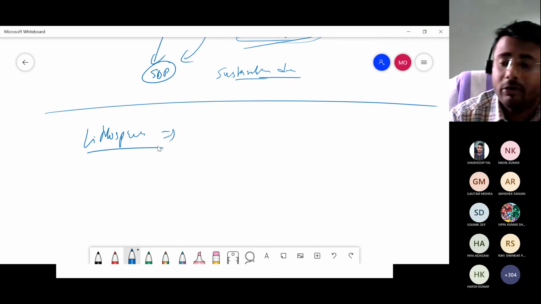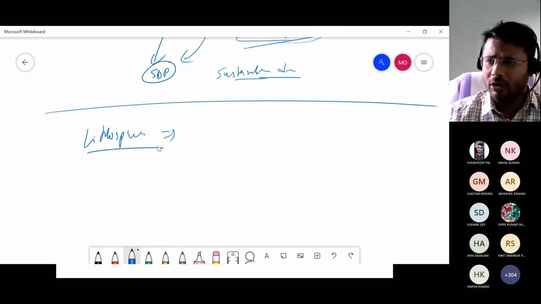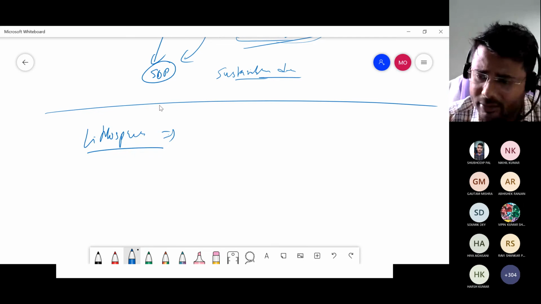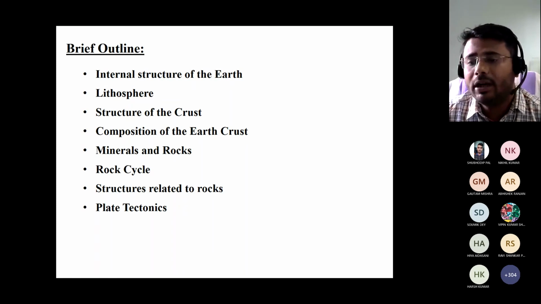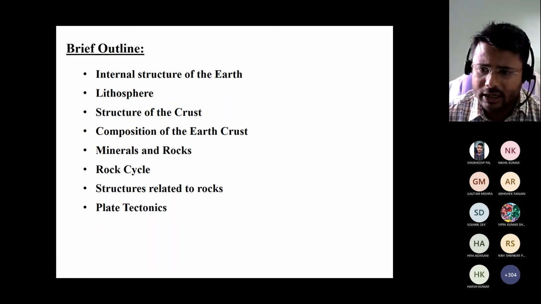So we'll be talking about all the related things about lithosphere. So first of all, this is the brief outline of my talk regarding lithosphere.